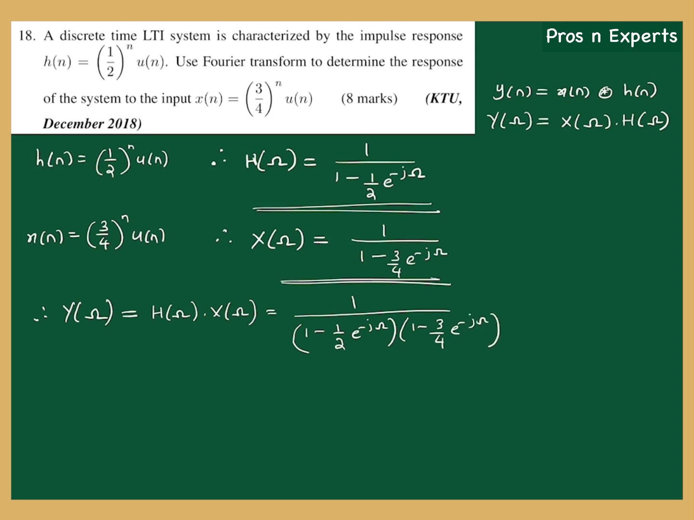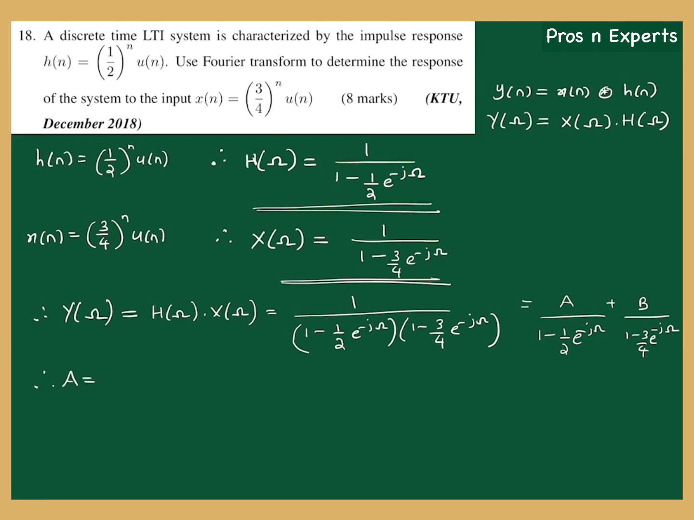Okay, now our aim is to find out the inverse transform, so that the time domain output y of n is obtained. But to obtain the inverse transform, this is in a factorized form, so we can definitely find out the partial fraction expansion. A by 1 minus half e raised to minus j omega plus B by 1 minus 3 by 4 e raised to minus j omega. Okay, and we have seen how to find out the partial fractions A and B in this video itself. Therefore I'm moving a bit faster.